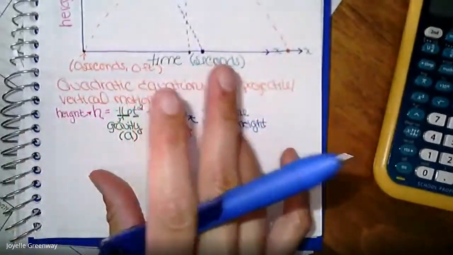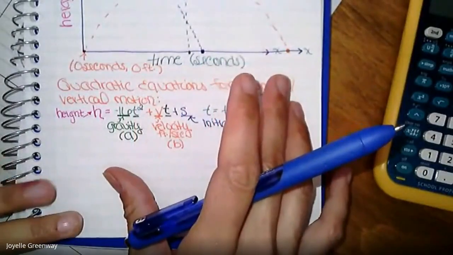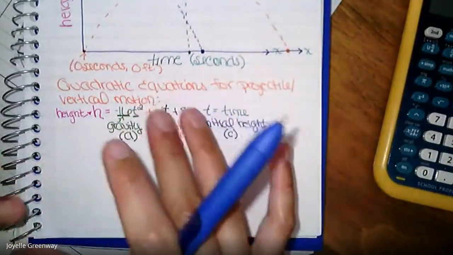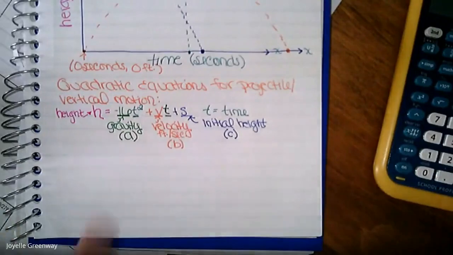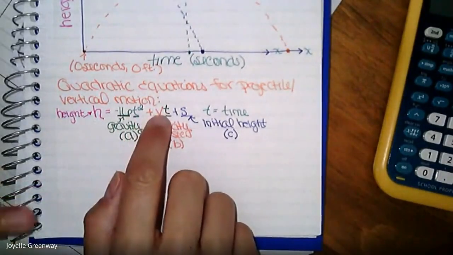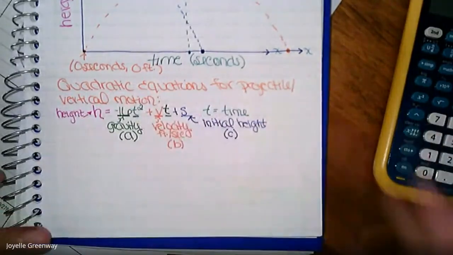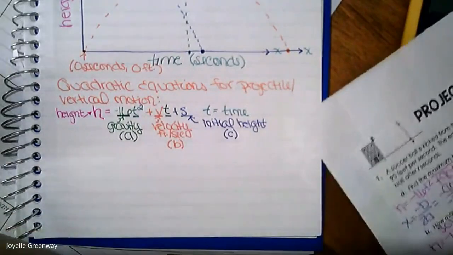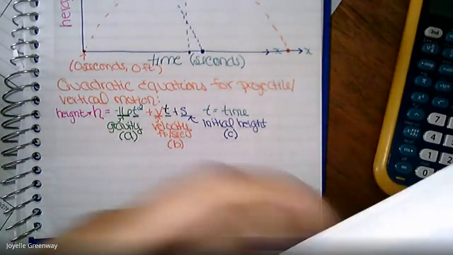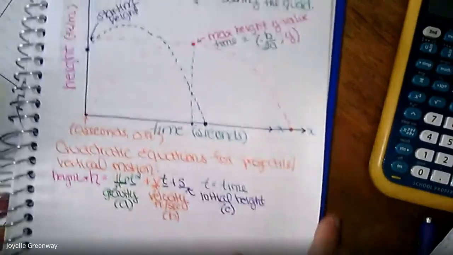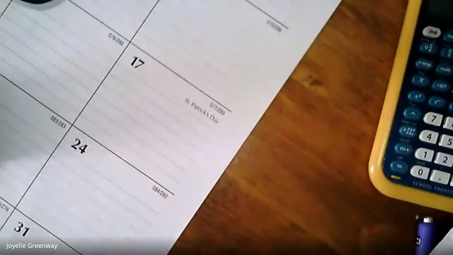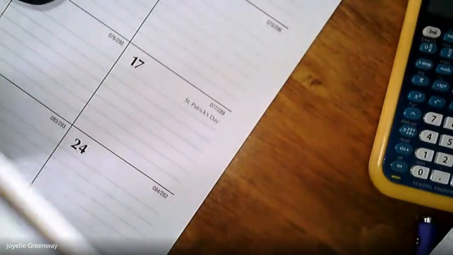Okay, so now that we have all of that, you can use the vertical motion model to determine how long it takes for an object to reach different stages of height. So we can use this negative 16t squared plus vt plus s to help us figure out different parts of the quadratic. So let's look at an example. I'm going to turn the page so I have enough room and I don't have to flip back and forth.